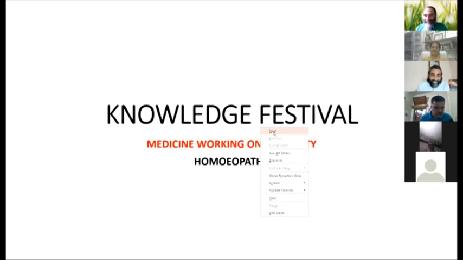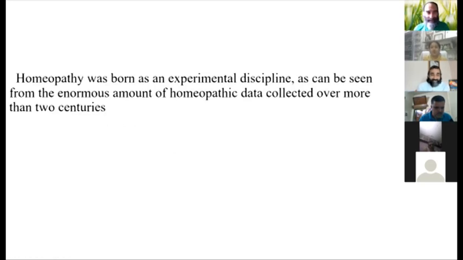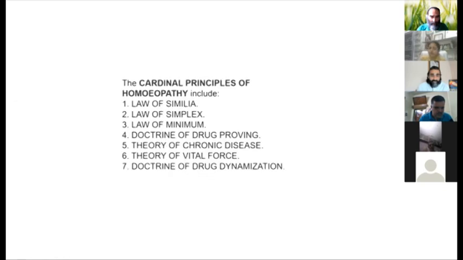Very good. Right. Homeopathy was born as an experimental discipline, as can be seen from the enormous amount of homeopathic data collected over more than 2 centuries. The cardinal principles of homeopathy include the law of similia, which I already explained. Law of simplex means the medicine should be a simple thing. It should not be a compound or a mixture of remedies or herbs given to a sick person. It should be a simple single medicine. And number 3, law of minimum. Minimum number of doses should be given, and enough time should be given to the body to respond.